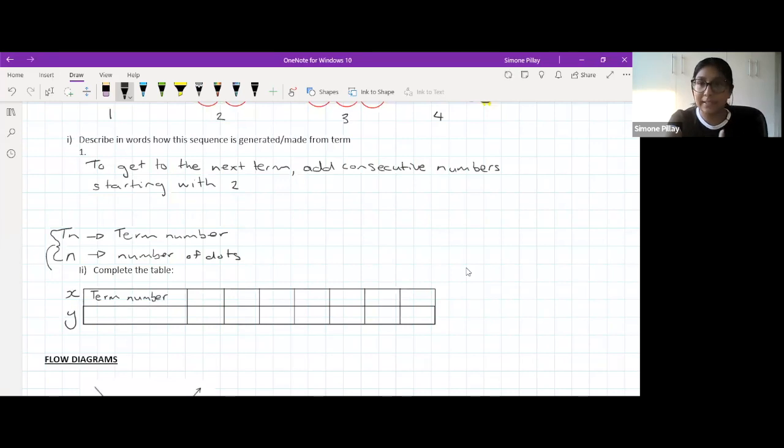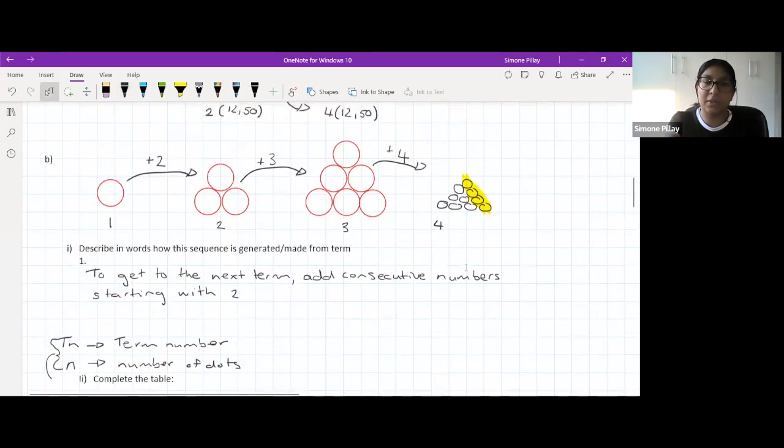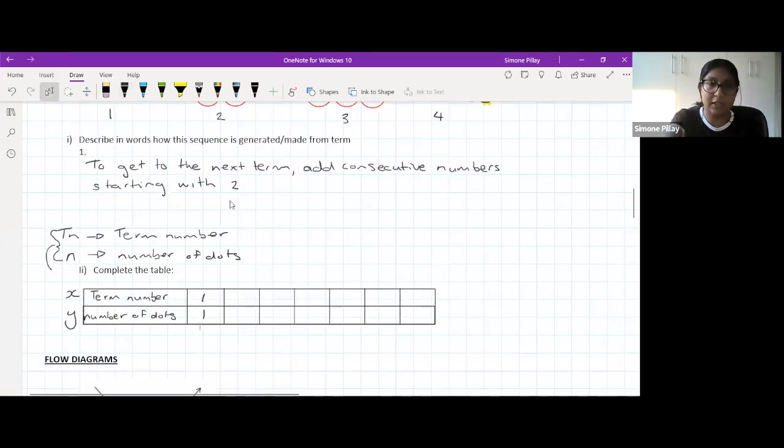Because I can pick any term number that I would like to, and that is my term number. But my number of dots will depend on my term number. So if I pick term number 1, the number of dots that I'm going to have is going to be 1. And if I'm completing this table based on the pattern that we have here, in term number 2 over here, we have 3 dots.